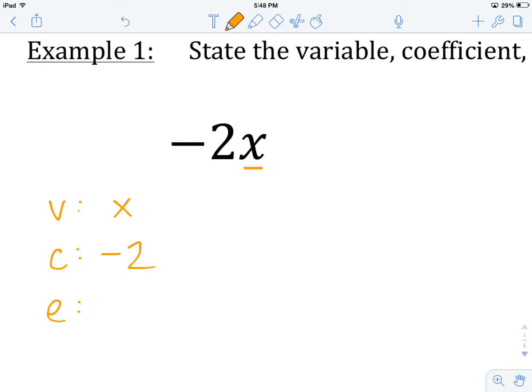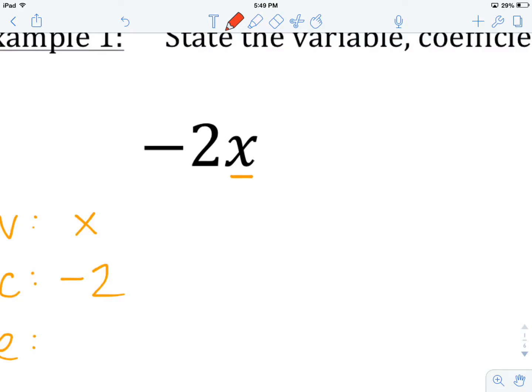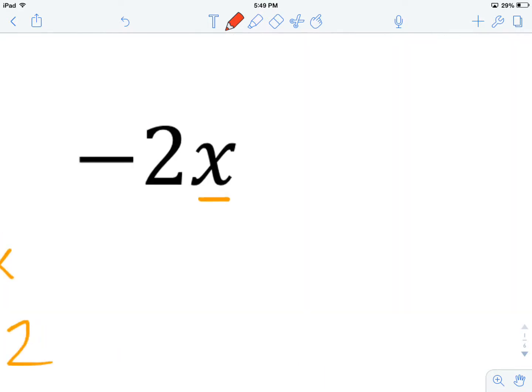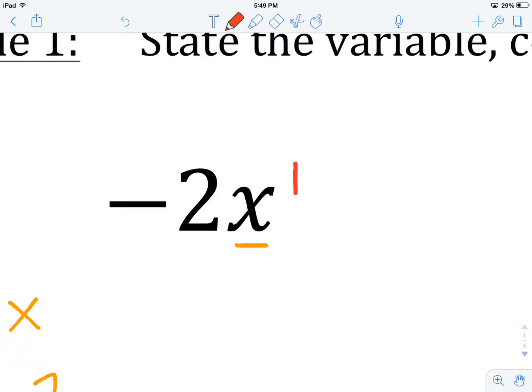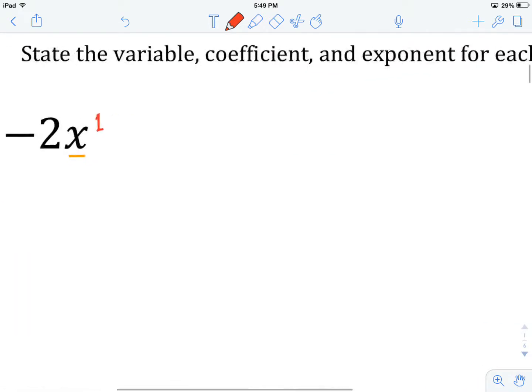Now our exponent, we don't actually see an exponent up above our variable this time, but this is a nice teachable moment. Anytime you don't see an exponent up above a variable, it actually does have one. It's just invisible and we don't write it usually, but that is going to be the exponent 1. And that's what we're going to put here in our little chart that we made for ourselves. So with the term minus 2x, our variable is x, our coefficient is negative 2, and our exponent is 1.